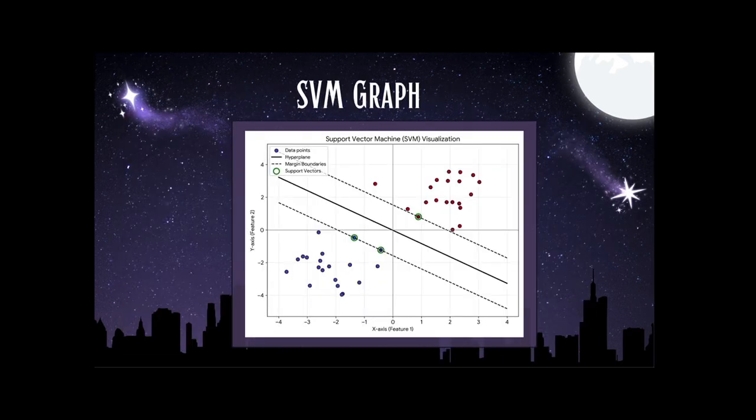Here you can see the SVM graph. We have the x-axis that focuses on class 1 and the y-axis that focuses on class 2. The hyperplane is represented by the bold black line, and we have support vectors. Support vectors are the data points circled in green, small green circles. We also have boundaries, the dotted black lines. And finally, the margin, which represents the white space between the 2 dotted black lines.